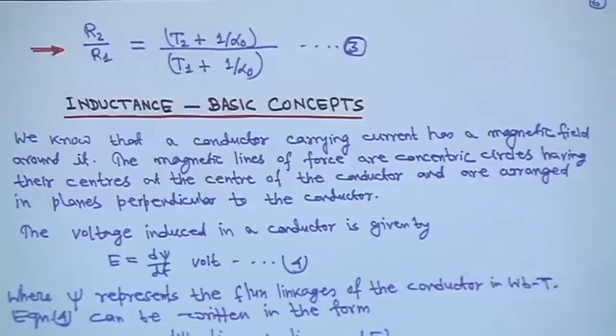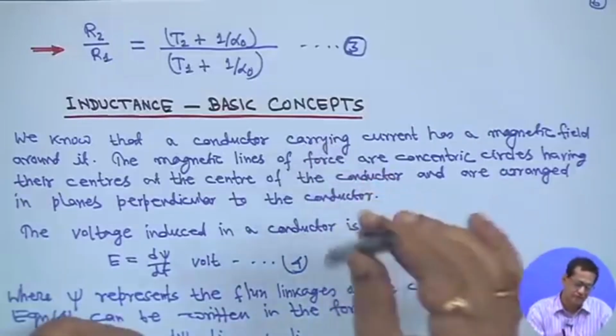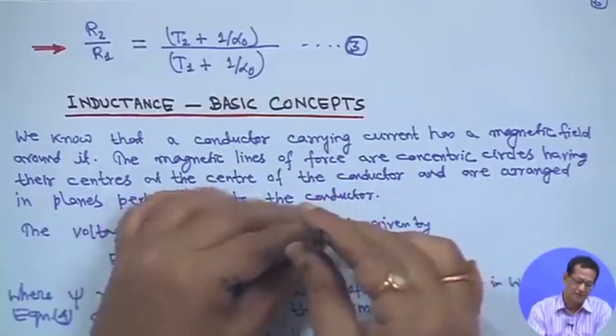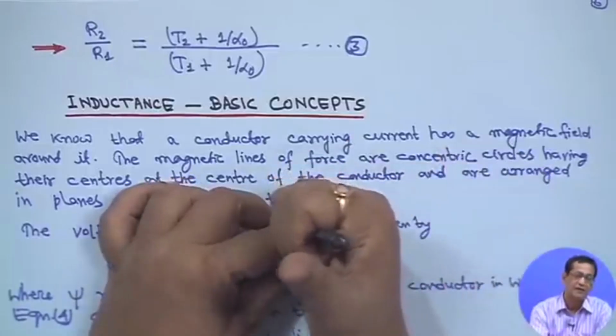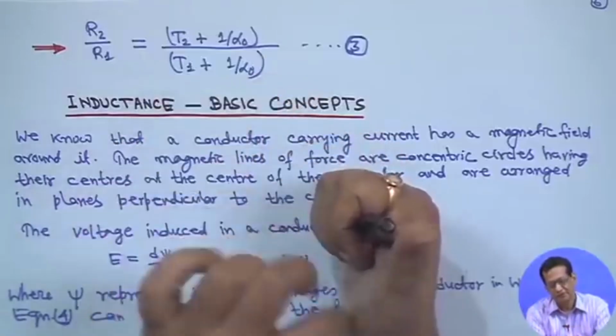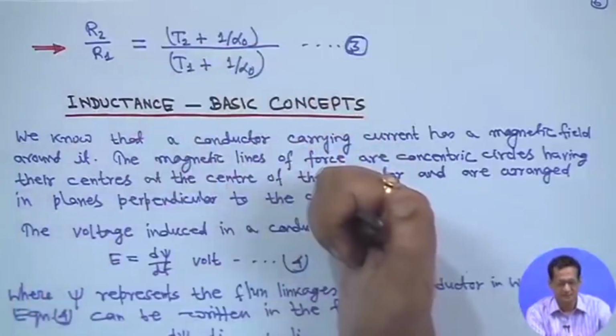So, now we will go for the inductance of transmission line, the basic concepts. We know that a conductor when carrying current has a magnetic field around it. For example, if we apply the right hand rule, suppose this is your conductor, and if you wrap the conductor like this, then if this is the direction of the current flow, then this is anticlockwise. This anticlockwise is the direction of flux lines.